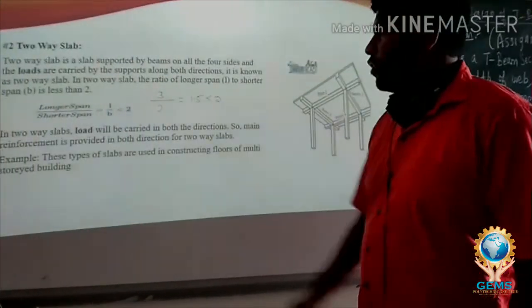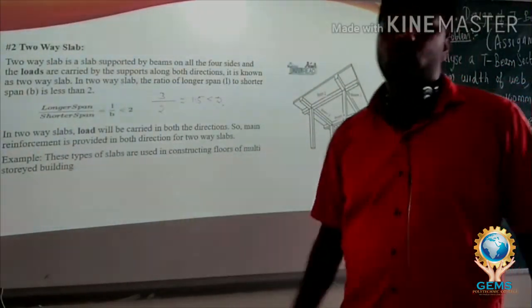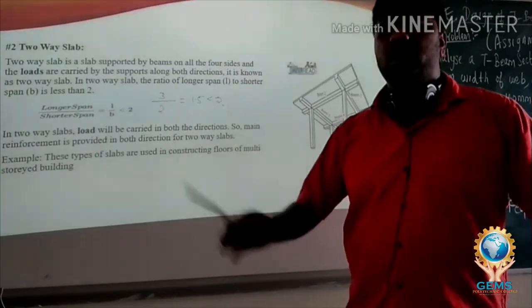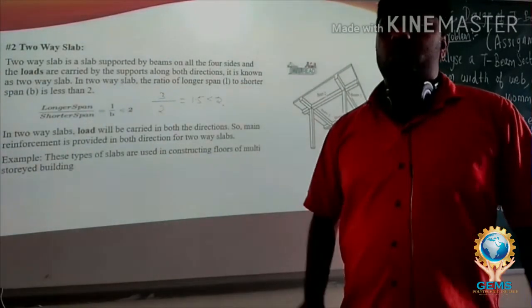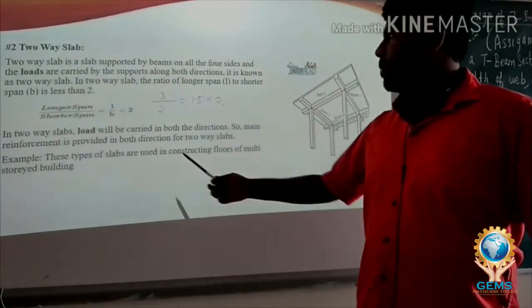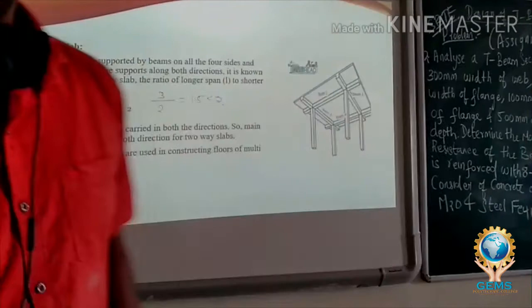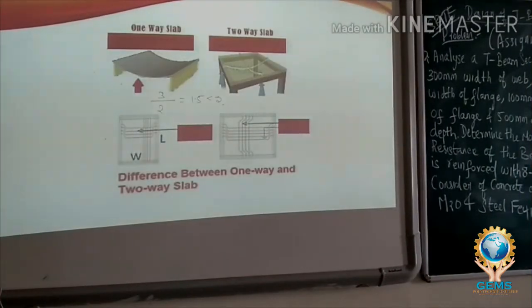the directions. For example, these types of slabs are used in the construction of multi-story buildings. For multi-story buildings, common buildings, so 2-floor buildings, 2-story buildings, this type of two-way slabs are used. This is the difference between one-way slab and two-way slab. Okay. So next one.